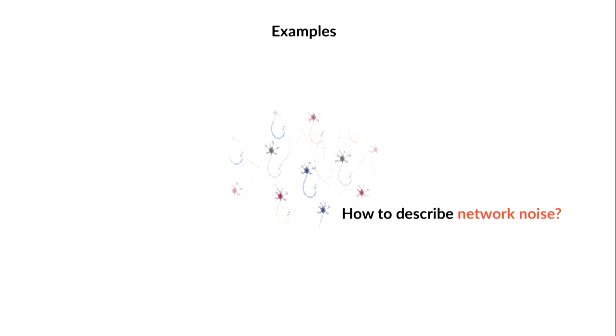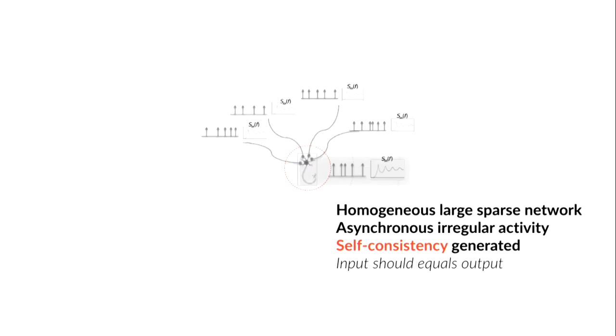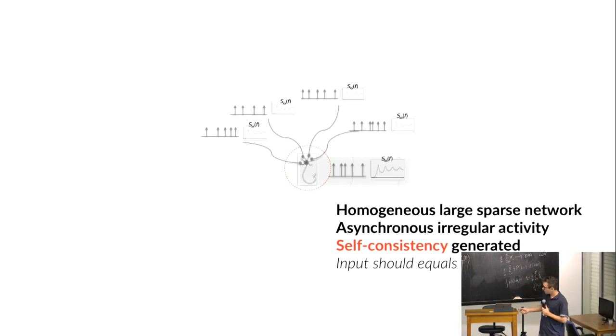Apart from those introductions, I will now show some examples of how we deal with that. First, I will tell you about work where we tried to approach network noise. The idea was to achieve the noise received by a neuron as if this neuron were in a network. We started with a nice setup, so to say: a homogeneous, large, and sparse network, where the activity is asynchronous and irregular. In this setup we have a condition we can use, which is the self-consistency. It means that every neuron you pick in this network is statistically the same, so the input that comes to this neuron should be more or less the same as the output. This is the self-consistency.